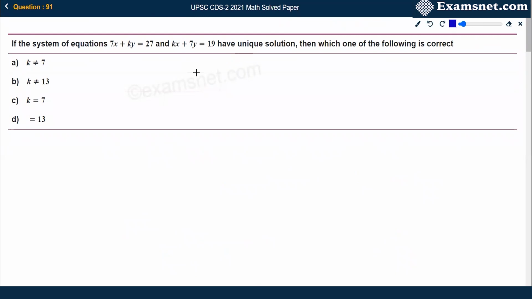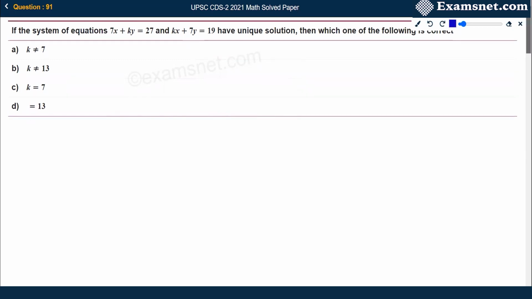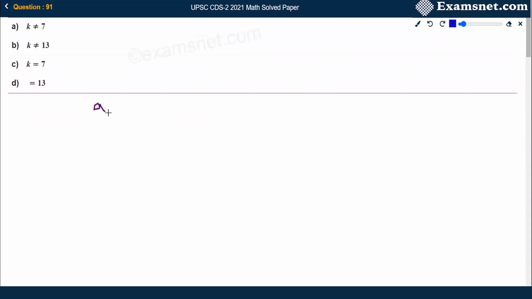In question number 91, we are given if the system of equations 7x plus ky equals to 27 and kx plus 7y equals to 19 have unique solution, then which one of the following is correct? First of all, let's discuss. We have two equations. Let me write the general form: A1x plus B1y plus C1 equals to 0, another one is A2x plus B2y plus C2 equals to 0.